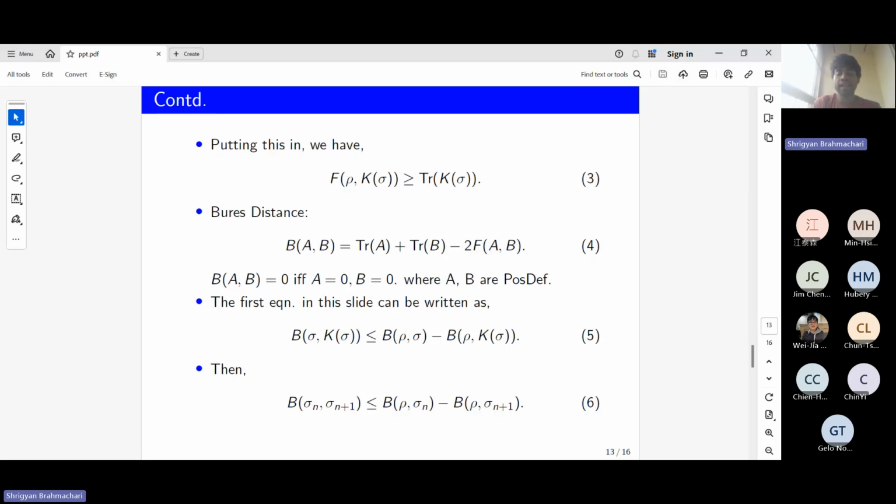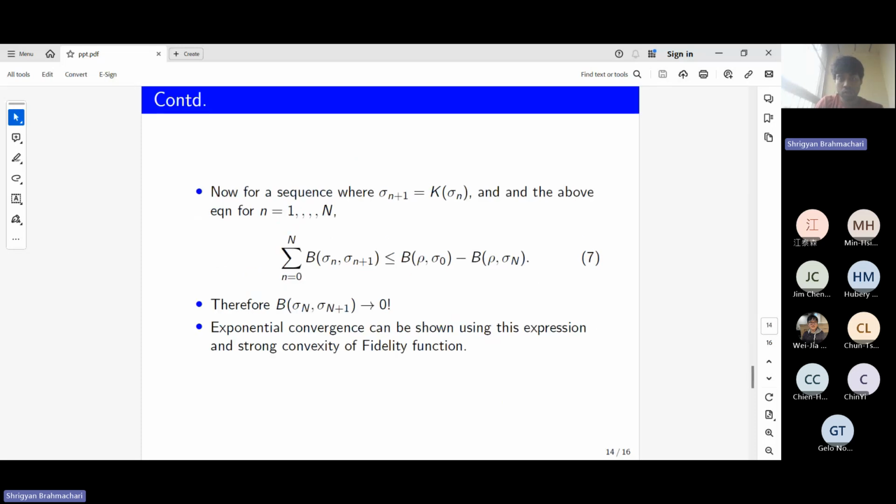Now, if we take some random seed and construct such a sequence using the map, then for any sigma n and n plus 1, this equation is true. The Bures distance between sigma n and sigma n plus 1 is lower bounded by the Bures distance between sigma n and rho minus the Bures distance between sigma n plus 1 and rho. And I think people can see that if you were to write all of this down for all n and add it up, on the right hand side you'll have a telescopic sum. Let me show you what I mean. If you were to take that sequence and add all of them up, on the left hand side it's simple. You just add up for all n the Bures distance between sigma n and sigma n plus 1, and it's lower bounded by the right hand side, where the terms cancel out.